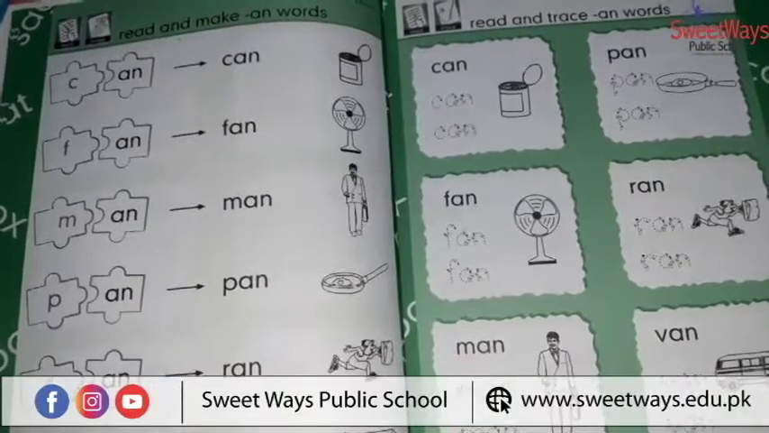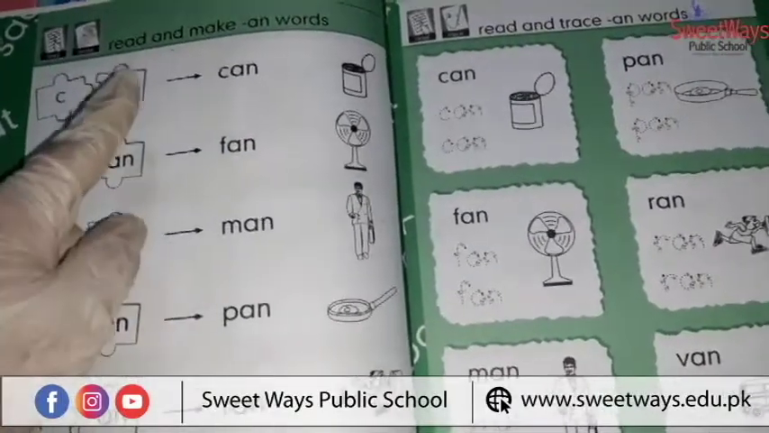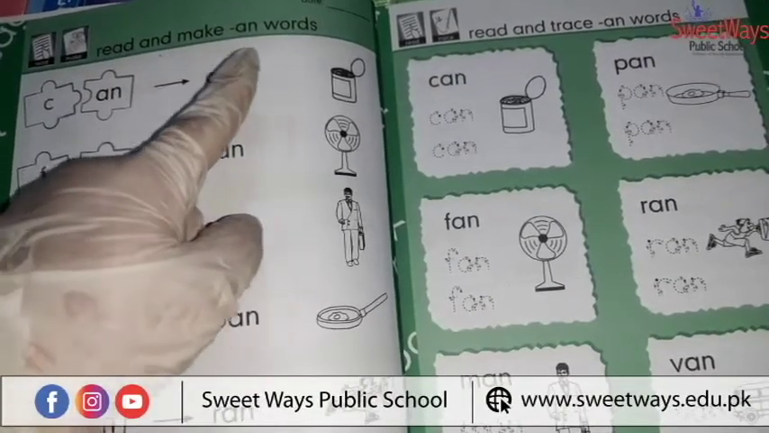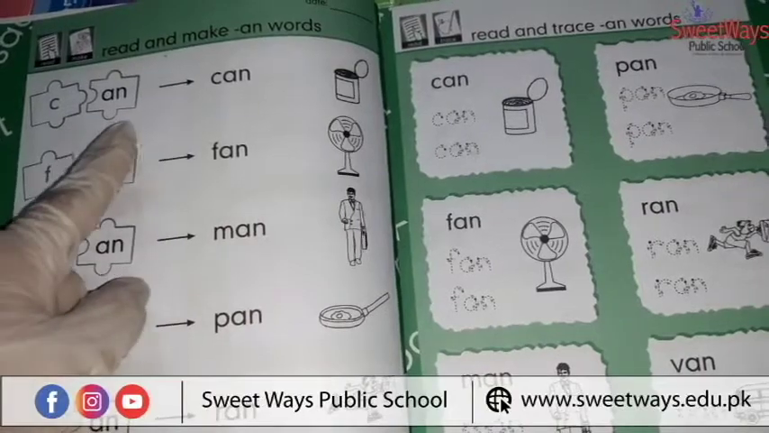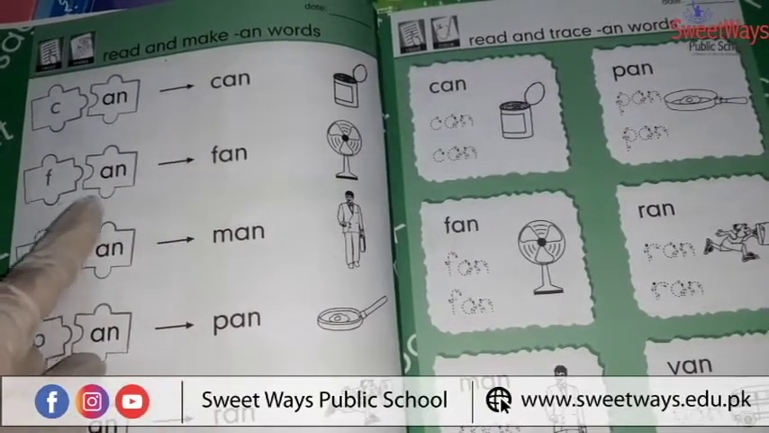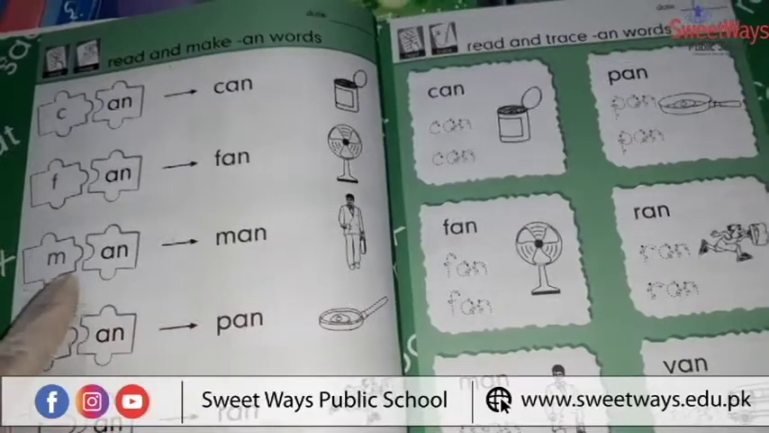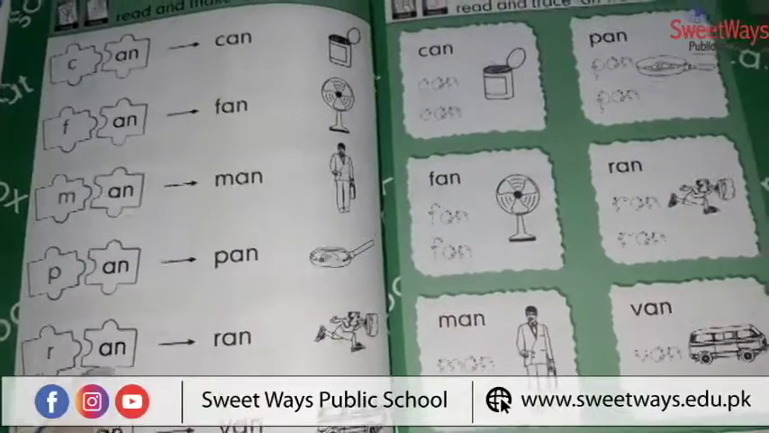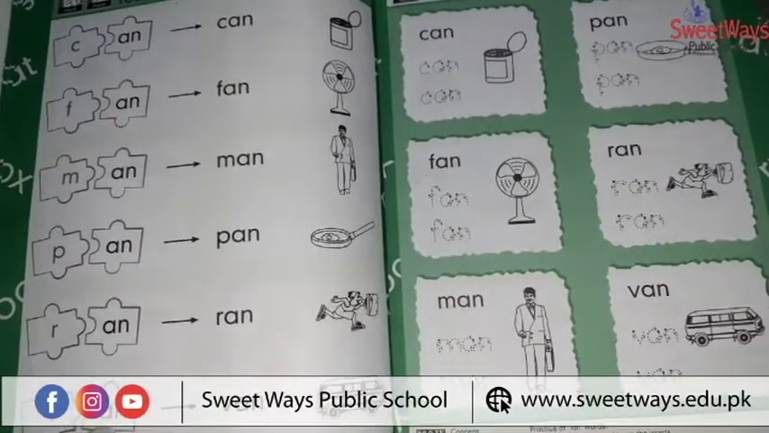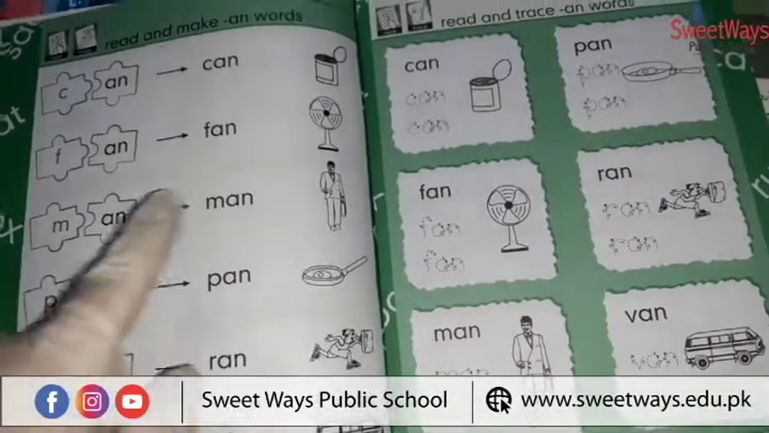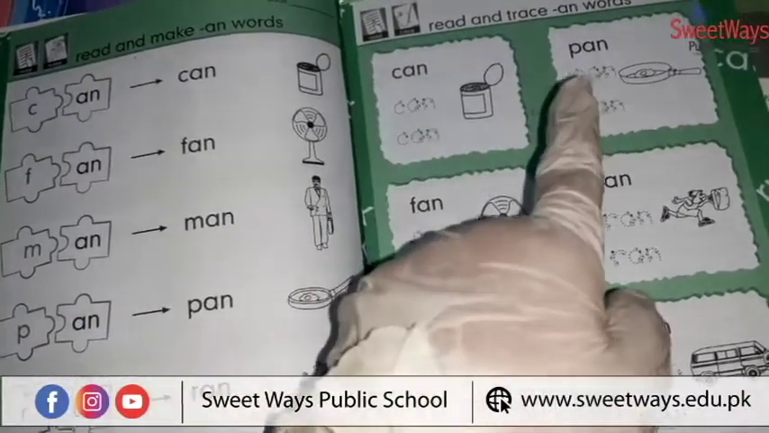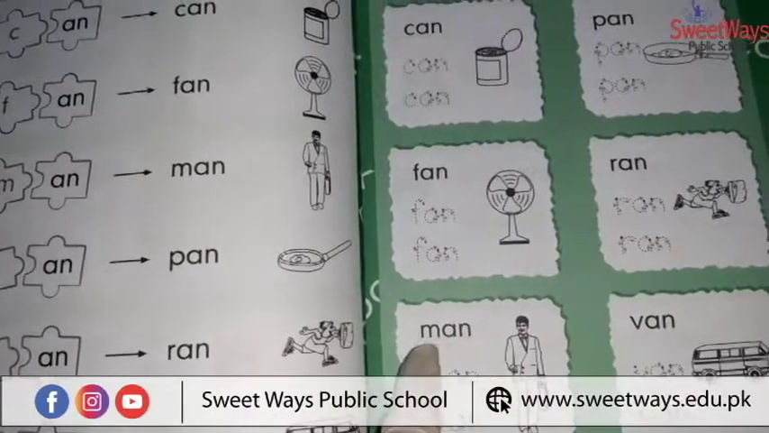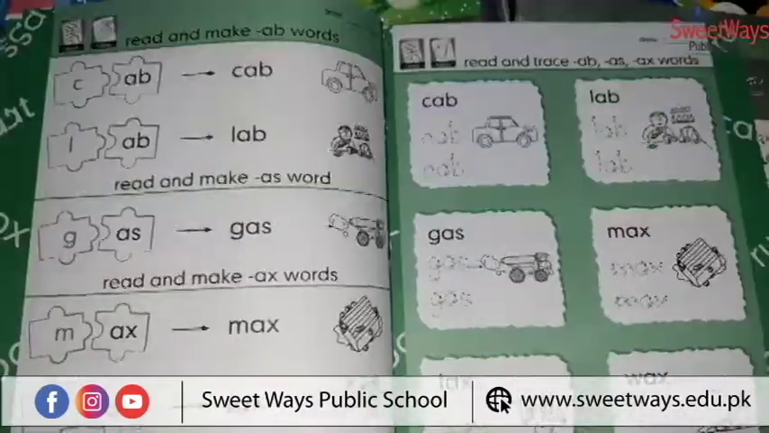Video lecture number 6. Read and make words. K and can, f and fan, m and man, p and pan, r and ran, v and van. Can, pan, fan, ran, man, van.